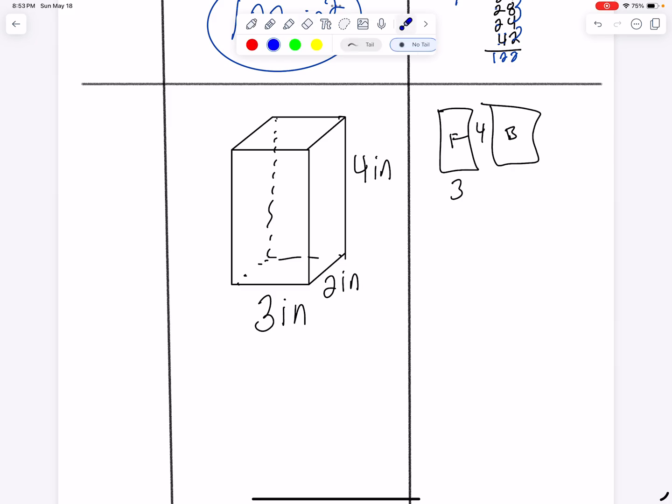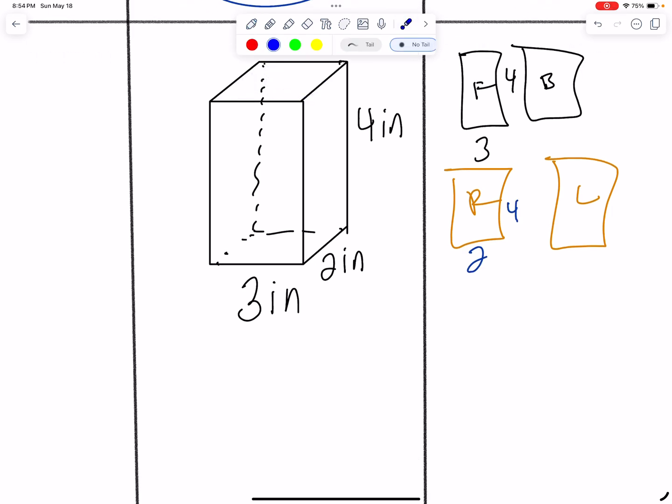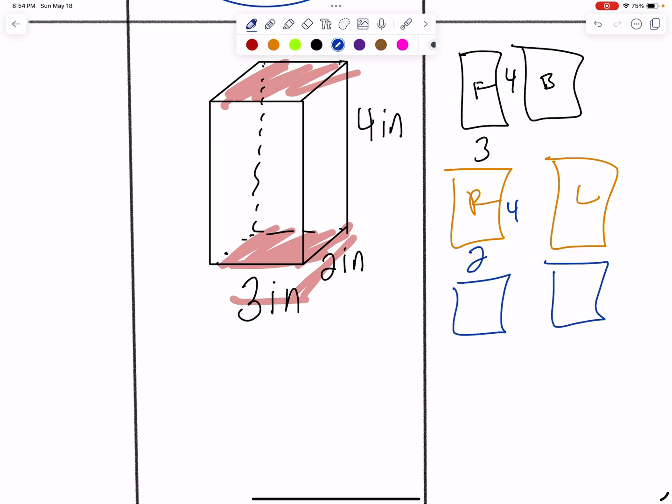All right, now I'm going to do the right and the left. This is a 2 by 4. So the right and the left. And look, I'm literally drawing it like regular. Right and left is a 2 by 4. And then the last thing that's left over is the top and the bottom. So the top and the bottom is easier to figure out because it's 3 by 2. And that is a 3 by 2.